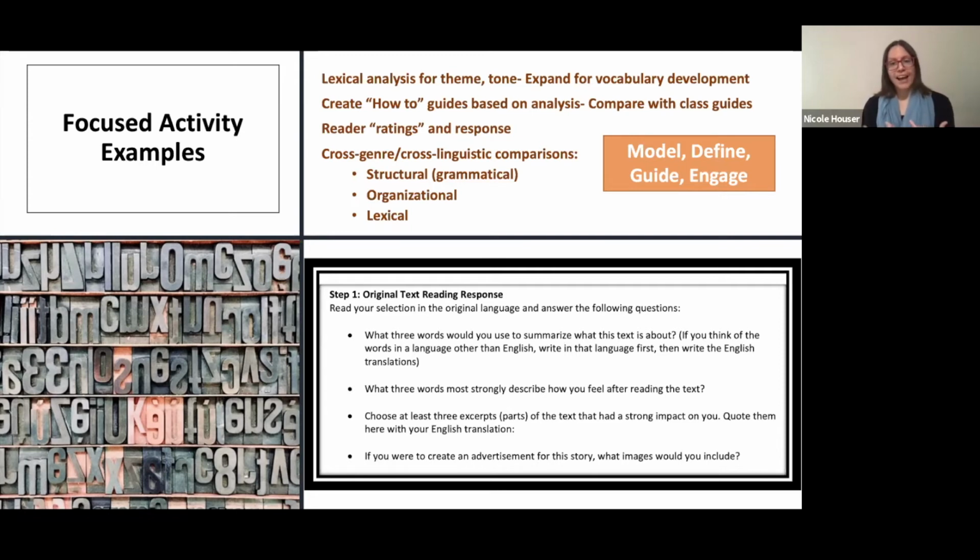So if you look at the questions that I have here, again, this is small focused work that builds and scaffolds. So I always, rather than saying, read this essay and then summarize it for me in 250 words, right? I like to start with, what 3 words would you use to summarize this text? They never go above 5 usually. And then if you see also here, if you think of the words in another language, write in that language first, and then write the English translations.